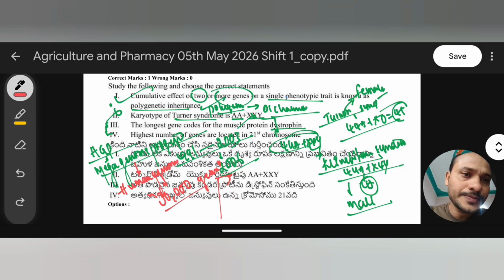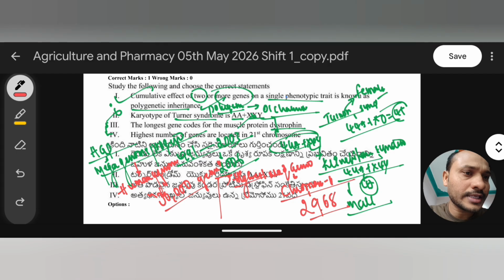Very important. In the Human Genome Project, they revealed that the highest number of genes are located on chromosome 1. How many genes are located on chromosome 1? This number is very important: 2968 genes are located on chromosome number 1. So chromosome number 1 has the highest number of genes.